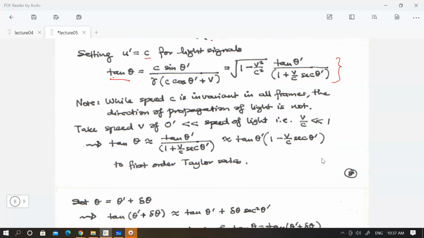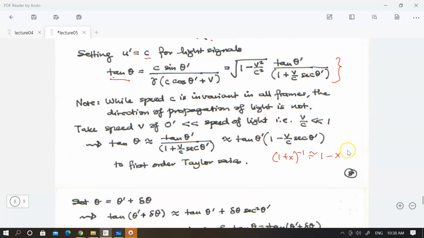So what one can now do is make some approximation here. I let v over c be much less than 1. Then this 1 over 1 plus v over c secant theta dash, I can approximate just like 1 over 1 plus x, where x is small, can be written as 1 minus x. So I can use that approximation to relate tangent theta and tangent theta dash over here.